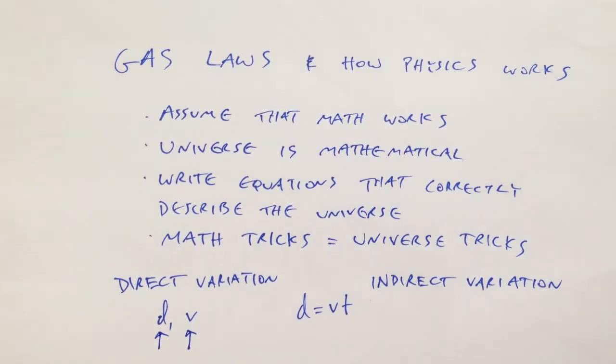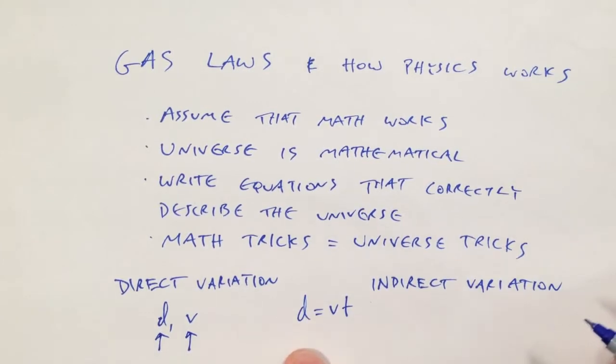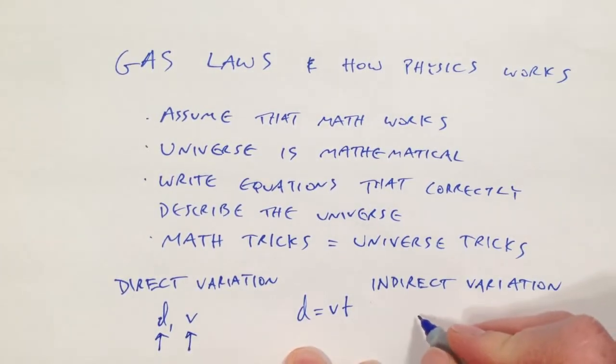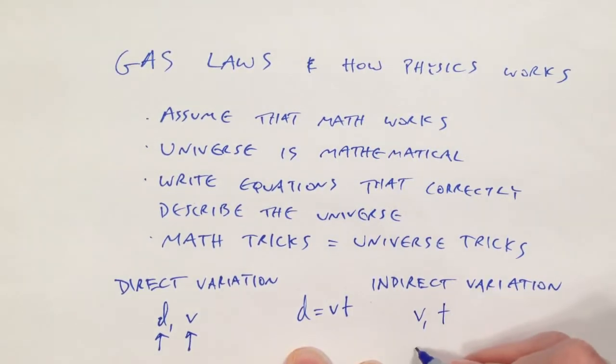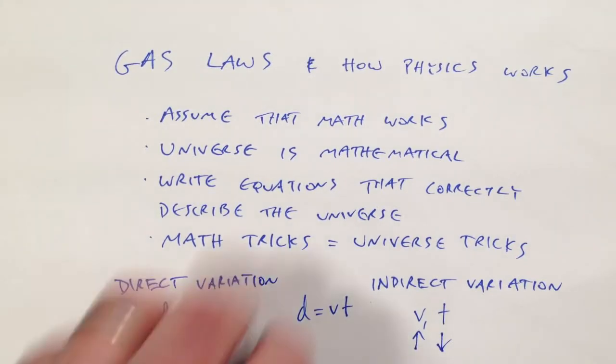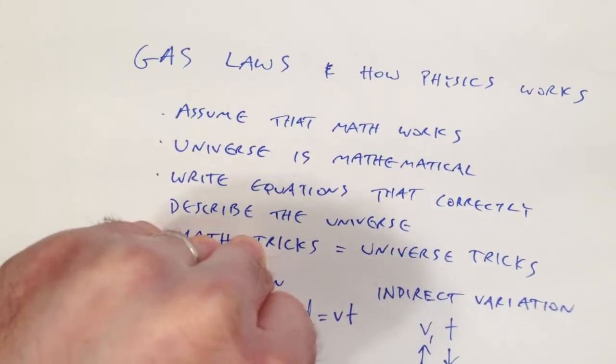Indirect variation is, well, it's the opposite of that. And the two variables that vary indirectly here would be velocity and time. That is, if you go faster, you can cover the same distance in less time. So, all of the gas laws that we're going to do in today's lesson are going to be an exercise in direct and indirect variation with a constant thrown in where it's necessary to make everything match units. Got it? All right, then let's go.